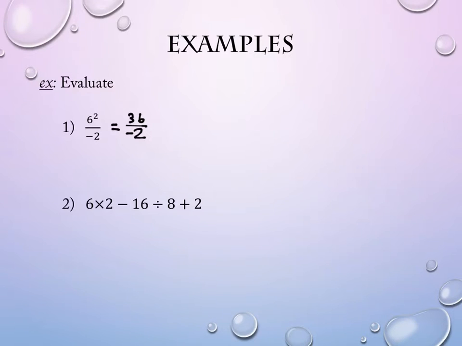You're going to show that step, the step where you do the exponent part first. And then what is 36 divided by negative 2? Negative 18. Correct.